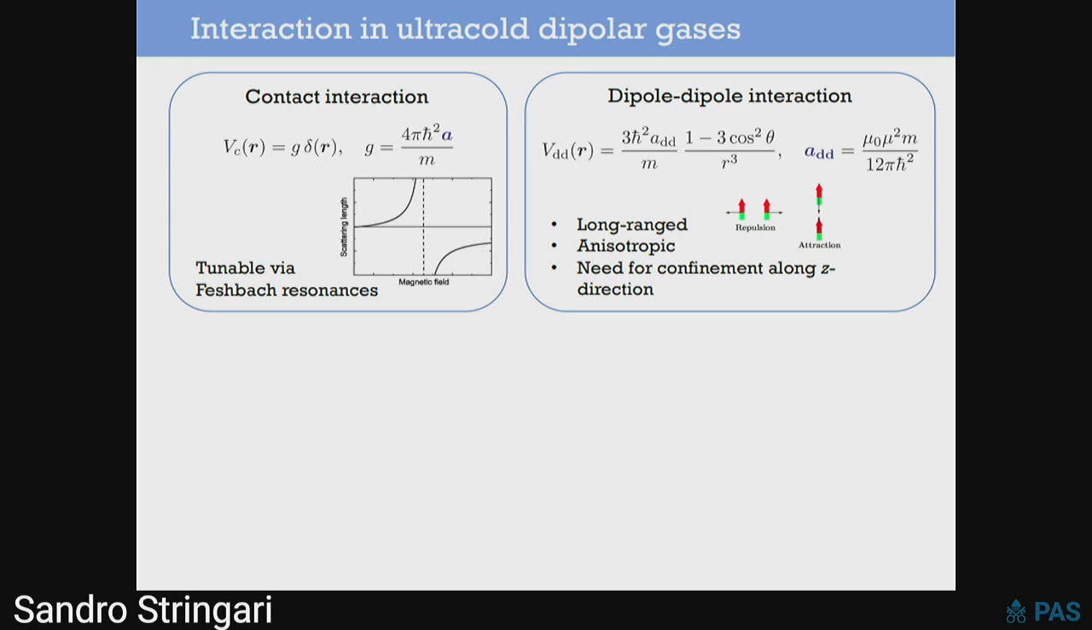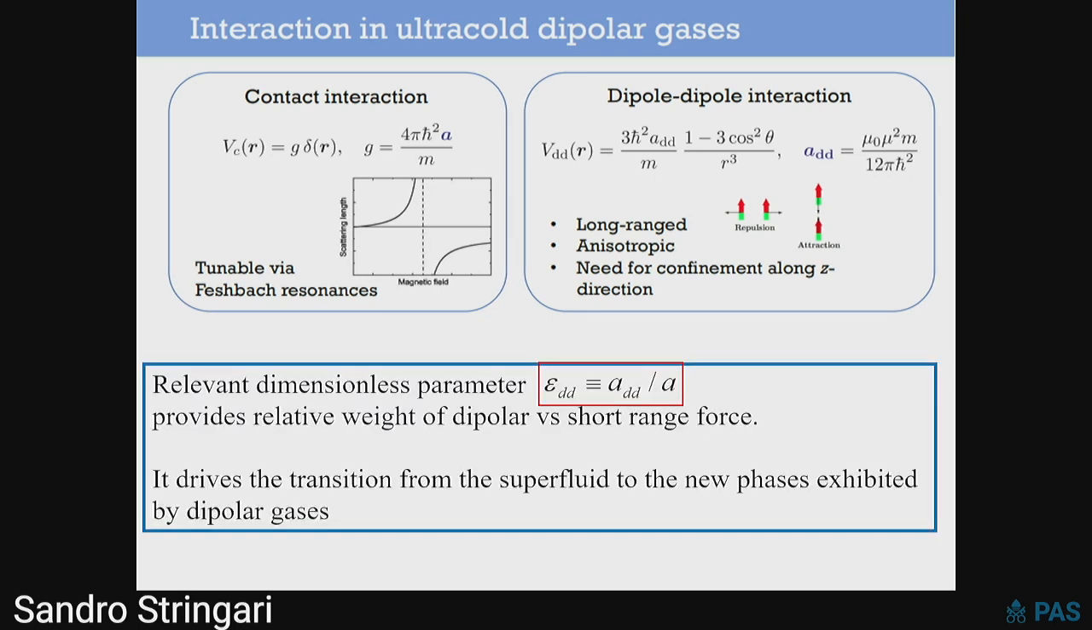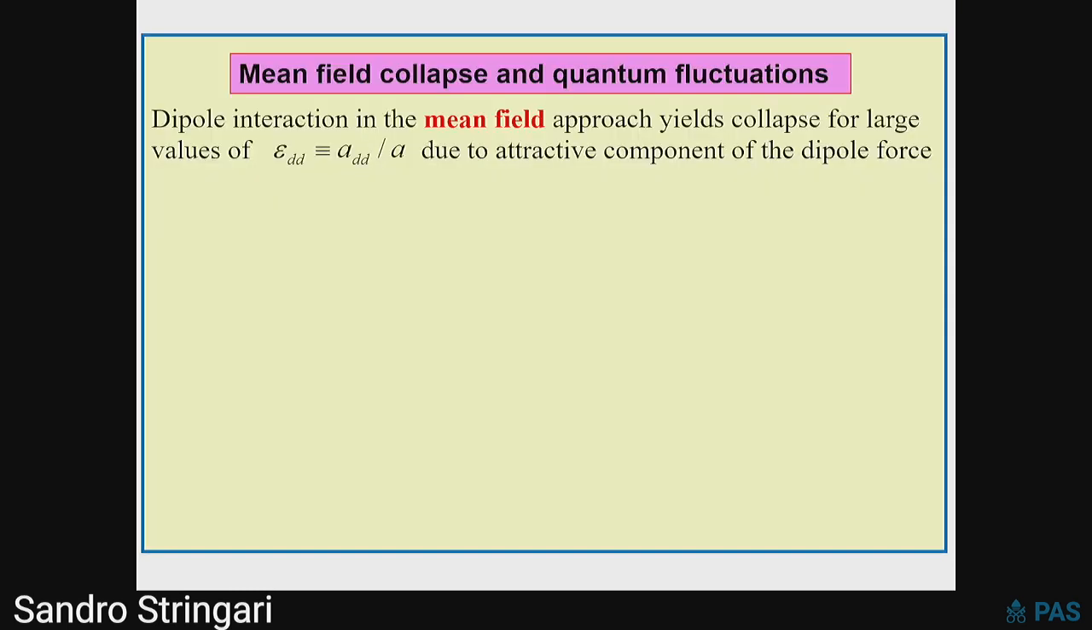Also, for the dipole interaction, one can introduce a typical length, which is called the dipole length, and the ratio between this dipolar length and the scattering length represents a relevant dimensionless parameter, which provides the relative weight of dipolar and short-range forces. This dimensionless parameter drives the transition from the superfluid to new phases exhibited by dipolar gases, and these are the main results that I will show later in my presentation.